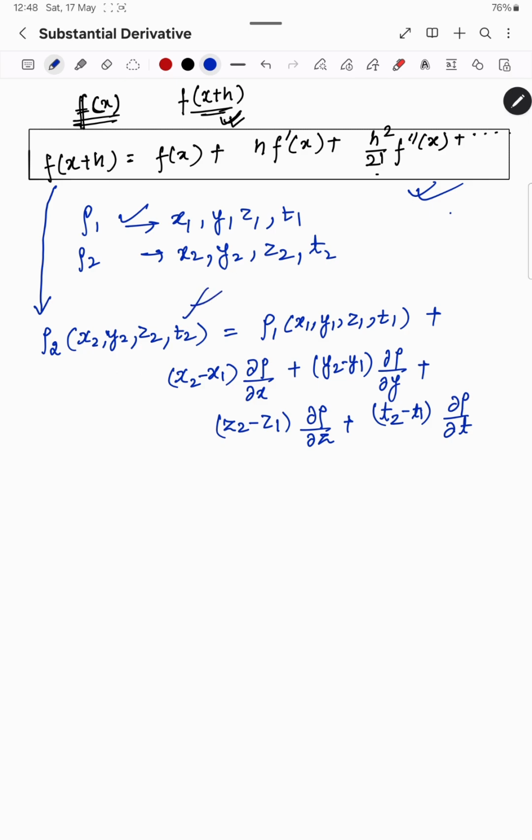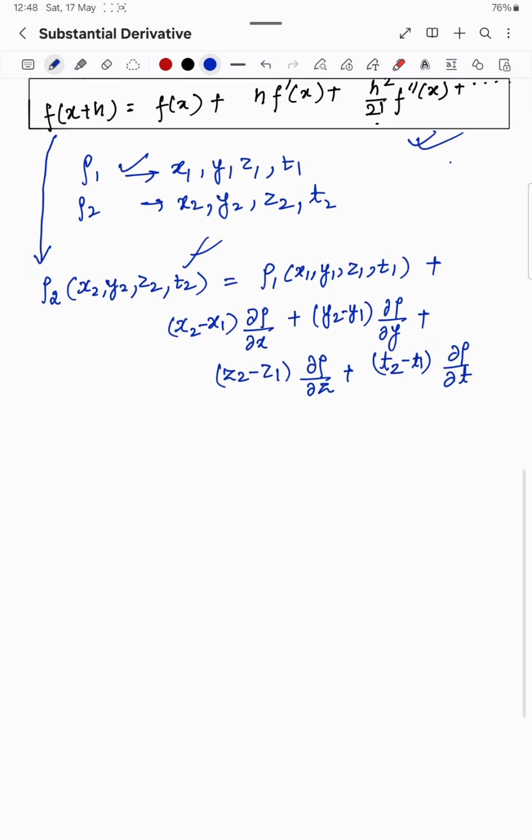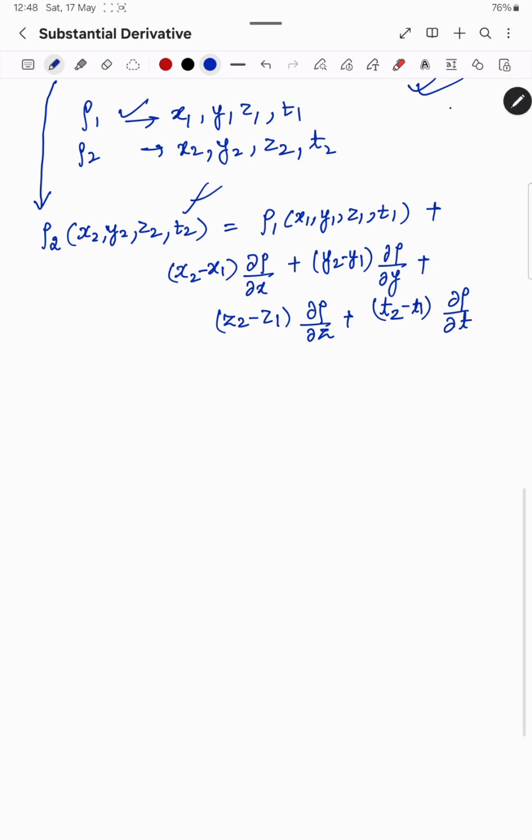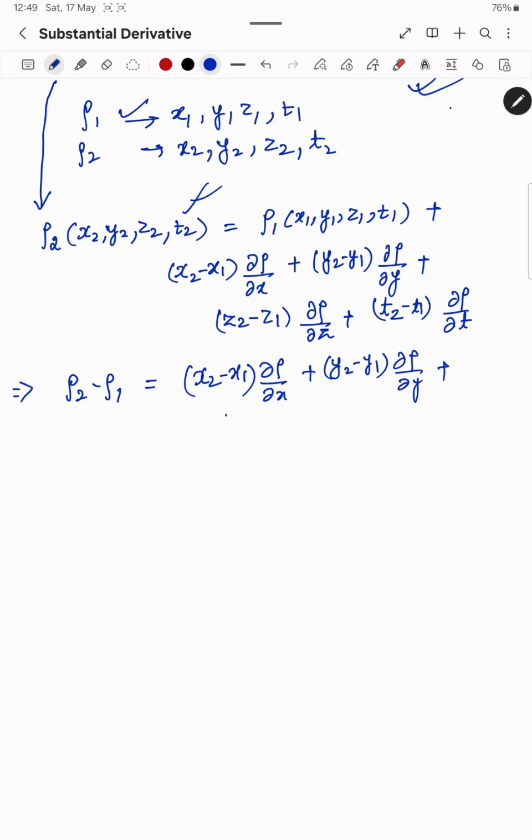Now, with some mathematical manipulation, we can write rho 2 minus rho 1 is equal to (x2 minus x1) d rho by dx, plus (y2 minus y1) d rho by dy, plus (z2 minus z1) d rho by dz, plus (t2 minus t1) d rho by dt.